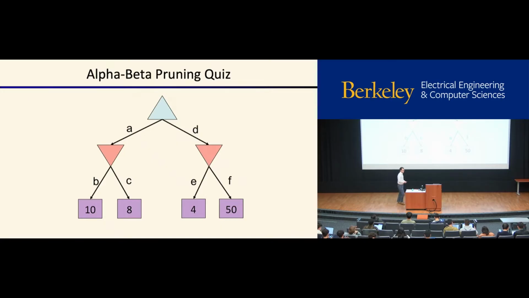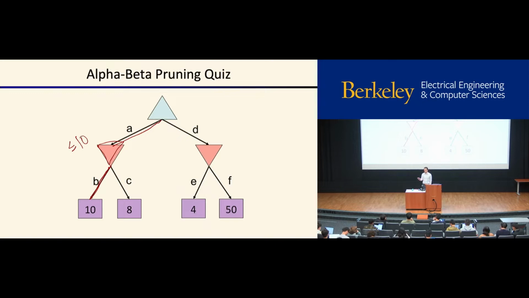And how would that work for this tree? Remember, the blue nodes that point up are max nodes. The red nodes that point down are min nodes. If we're looking at this tree, we start by expanding along branch A. We get this min node and start expanding its children. We look at branch B, and we see that there's this terminal node with a terminal utility attached to it. Our utility function tells us the utility of this particular state. It's 10, okay? And because this min node is minimizing, we know that the value of this min node is less than or equal to 10.